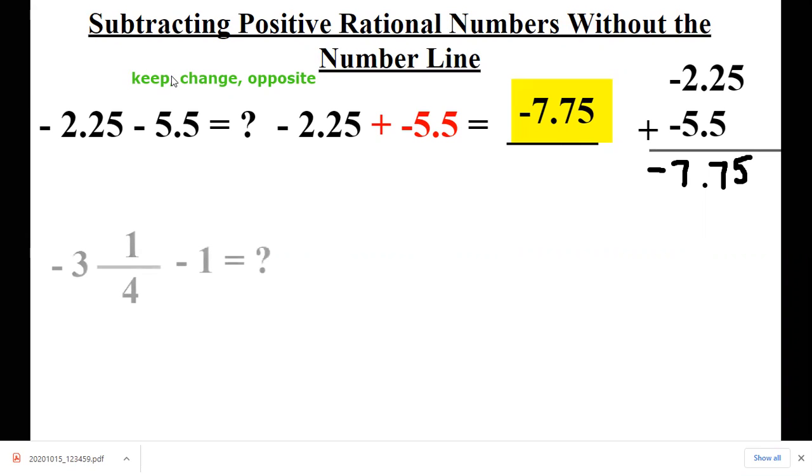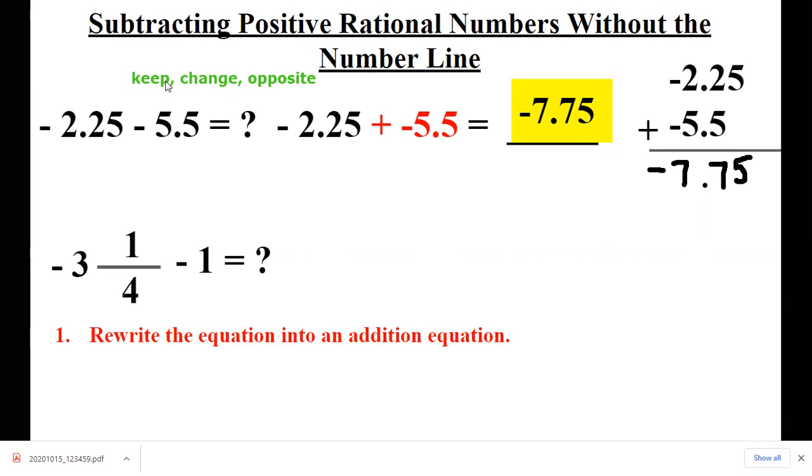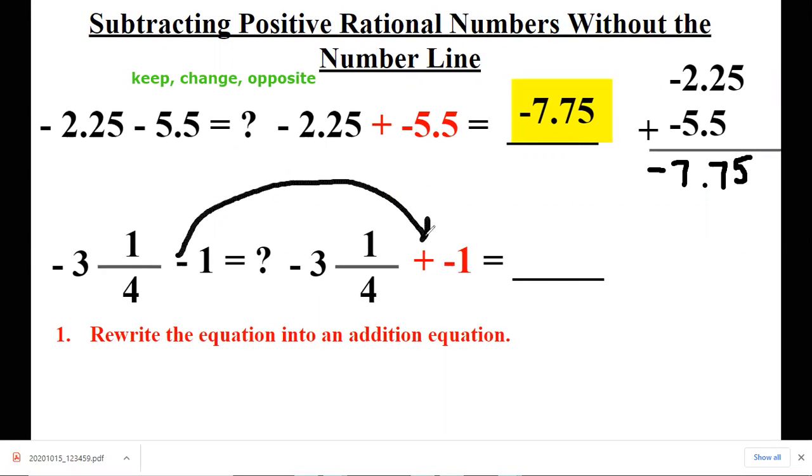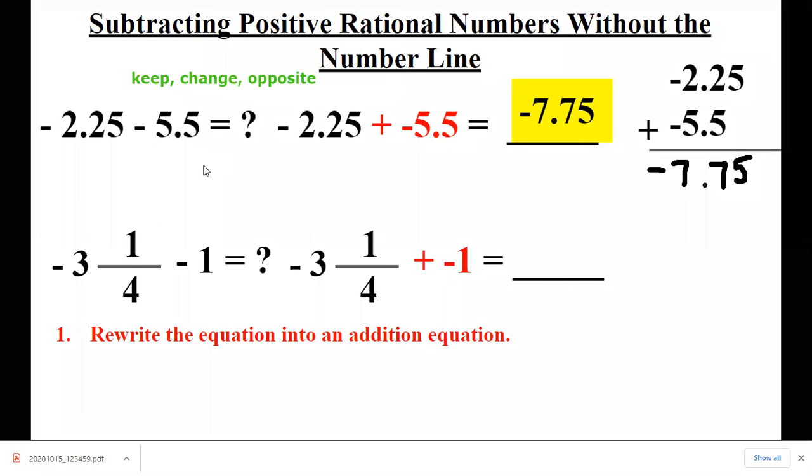Let's continue. Negative 3 1/4 minus 1. So we're going to change it to an addition equation. Pause the video, try it first. Okay, let's make it an addition equation. Negative 3 1/4 plus negative 1. This is turning to a plus sign, and this positive 1 here is turning to a negative 1. Okay. Get rid of those extra lines. Set that up.